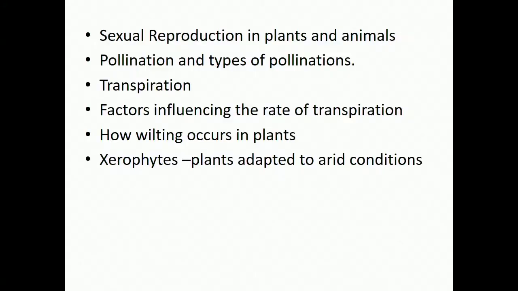Xerophytes. Especially in Namibia, we are blessed to have xerophytes that we can observe around. Xerophytes are basically plants that are adapted to arid conditions. Our camel thorns, our Welwitschia mirabilis, our quiver tree, all these plants are adapted to live in very dry conditions. Arid here means dry conditions.